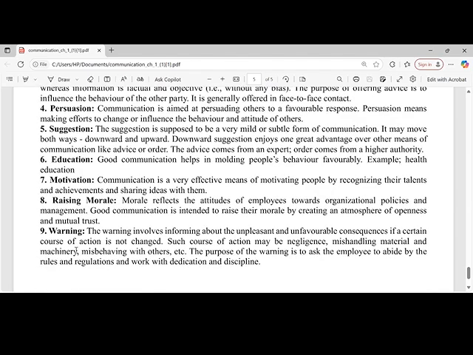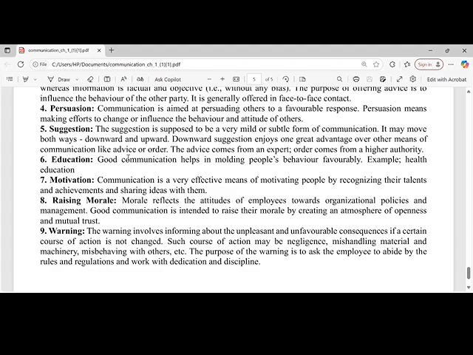Suggestion is a mild or subtle form of communication, and it is both downward and upward. Downward suggestion enjoys an edge over other means of communication like advice. Advice comes from an expert and an order comes from high authority. But suggestion is a kind of subtle form of communication जिसमें आप किसी को बस suggest कर सकते हैं, but वो काम वो करेगा या नहीं करेगा वो उस पर depend करता है.